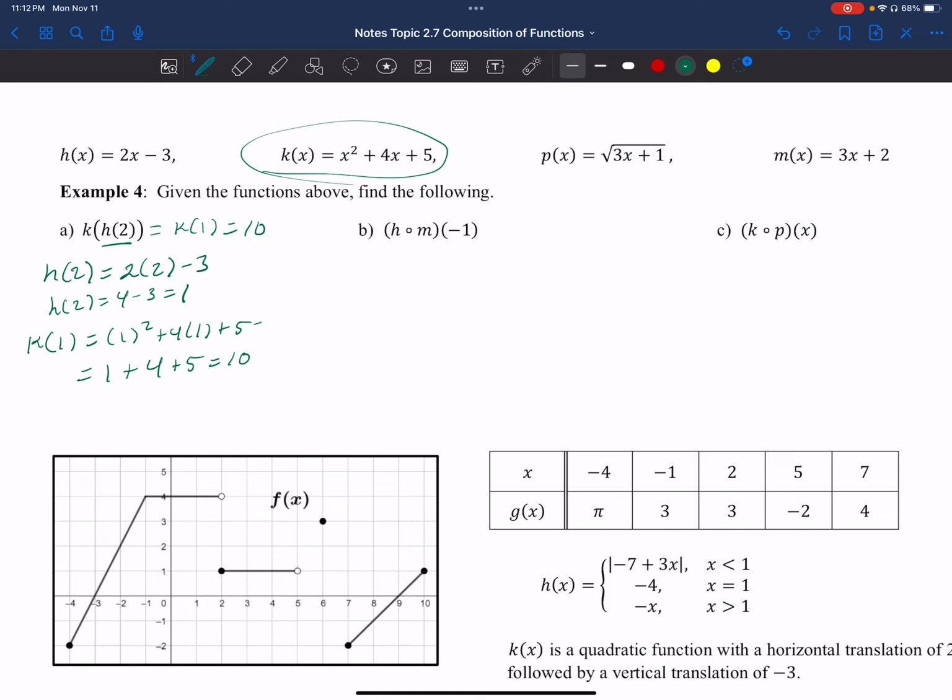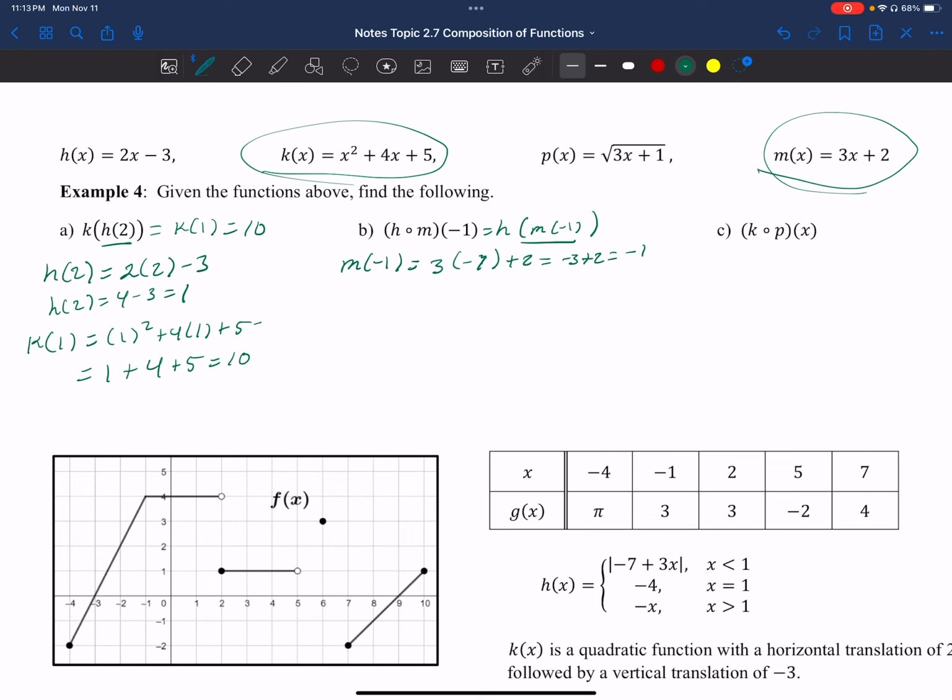Okay, for the next one, I'm looking for H of M of negative 1. Remember how I said you can always rewrite them as H and then M of negative 1 inside of my parentheses. So again, I'm going to start with M of negative 1. M is right here, so it'll be 3 times negative 1 plus 2. So that will be negative 3 plus 2, which is negative 1.